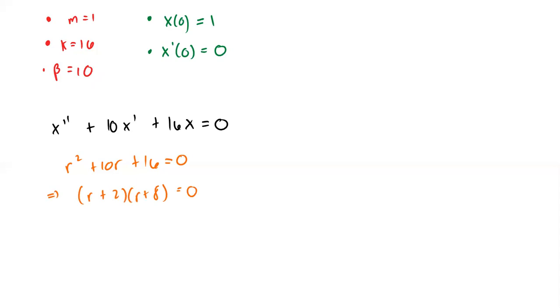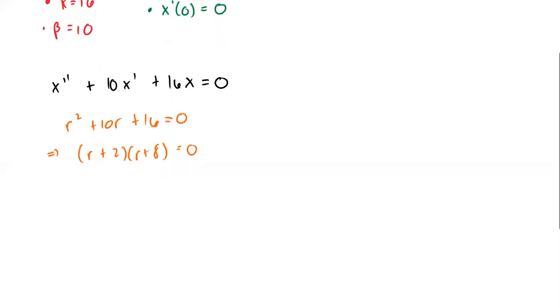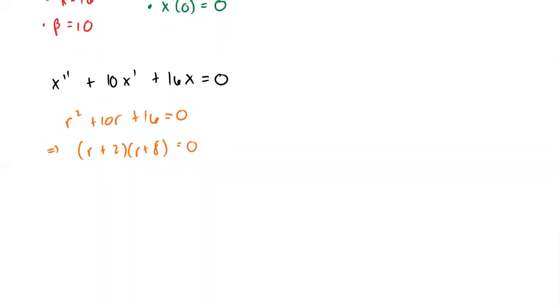Okay, so we're in the case of two real distinct roots, which means that we're not going to get any oscillation. This would be the case where we are overdamped. The damping force is too large, which causes the system to not have any oscillations at all. So from this, we can just read the solution. We know what the roots are: r equals -2, r equals -8.